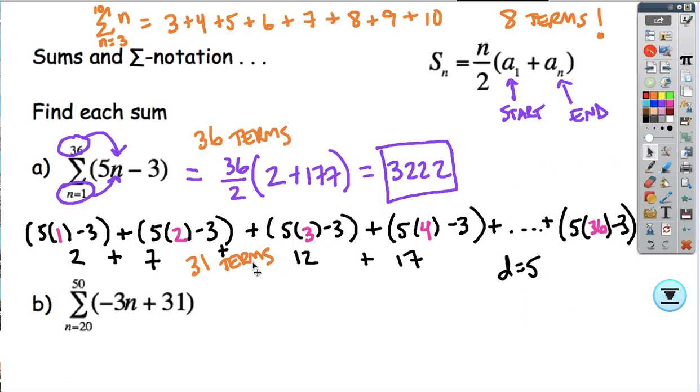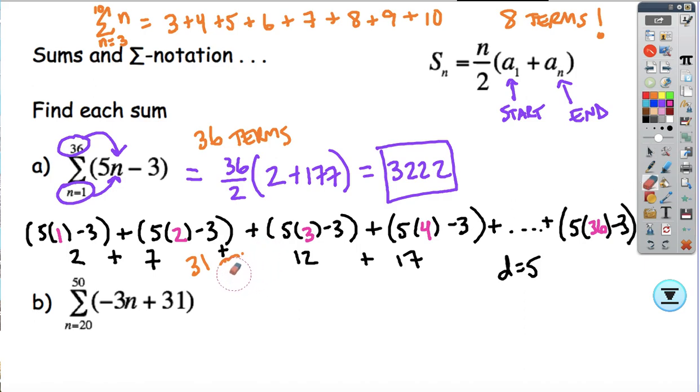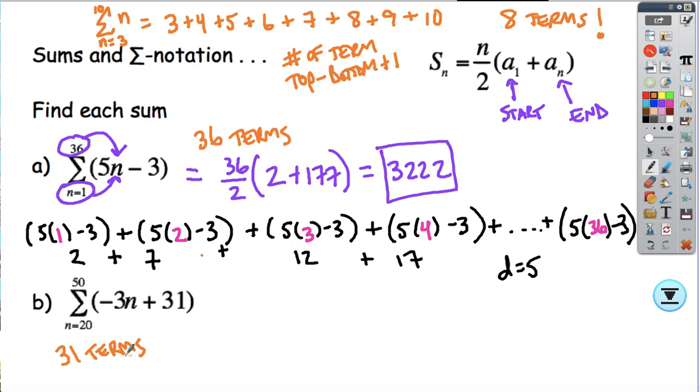I'm going to erase this and just move it a little bit because it's kind of in the way. Okay, so we're going to do this next problem down here. Remember how we decided that this was 31 terms? Again, the little rule, if you want to use it, is top minus bottom plus an extra 1. Number of terms is top minus bottom plus 1. So there's 31 terms.